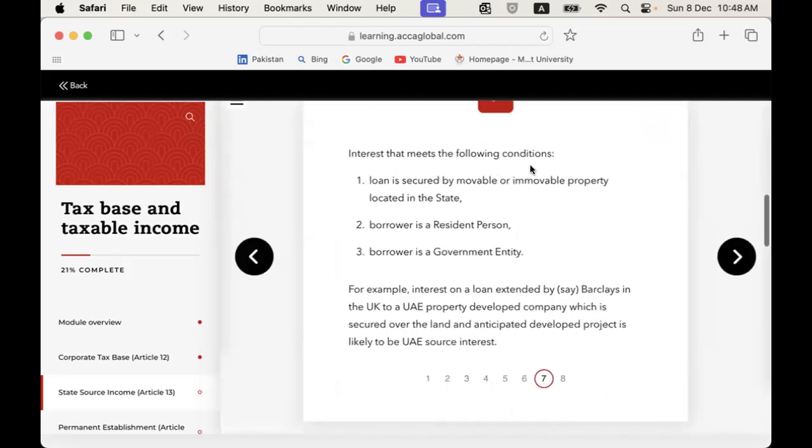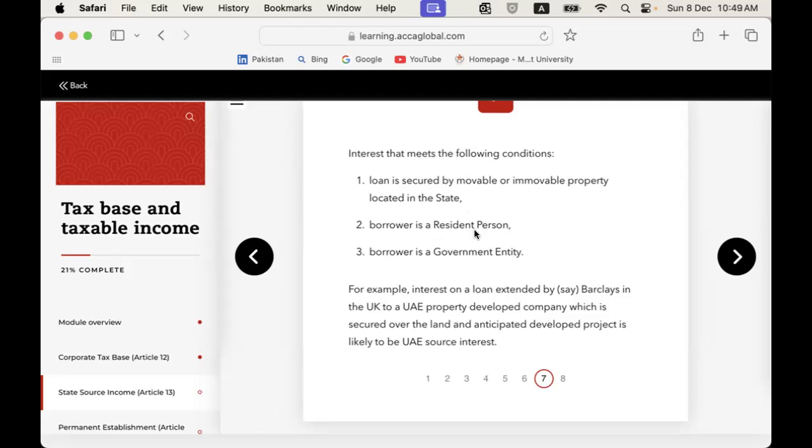Interest that meets the following condition. That is very interesting, guys. Loan is secured by movable or immovable property located in the UAE. Some non-resident person, a very interesting point, took a loan. Doesn't matter where that non-resident person is, doesn't even matter where that non-resident person took a loan from. But if that loan was secured against property located in UAE, then the interest income that the lender receives will be UAE source income.